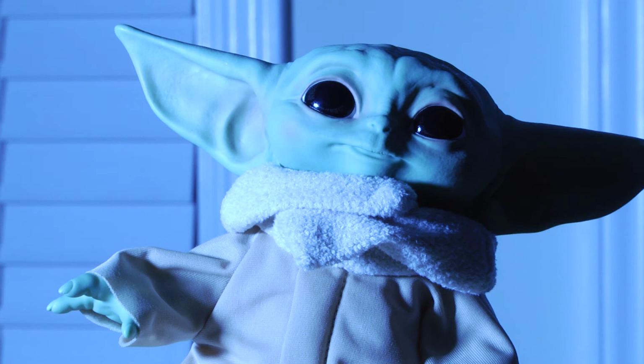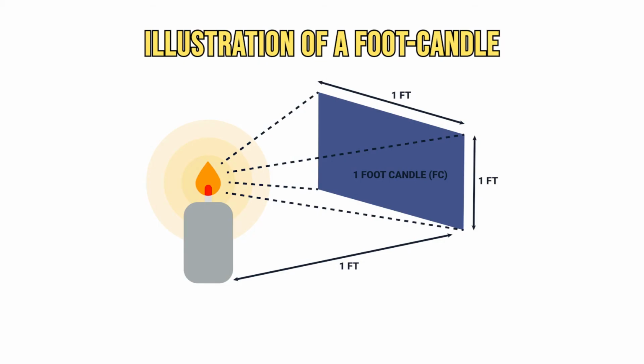Foot candles. Okay, you may say foot candles. That's a really strange unit of measure. It's not like an inch or a meter or a liter of liquid or a gallon of liquid. What's a foot candle? And you're going to laugh when you hear this definition. A foot candle is simply the amount of light that a standard candle gives off 1 foot away from it on a surface that's 1 foot by 1 foot square.